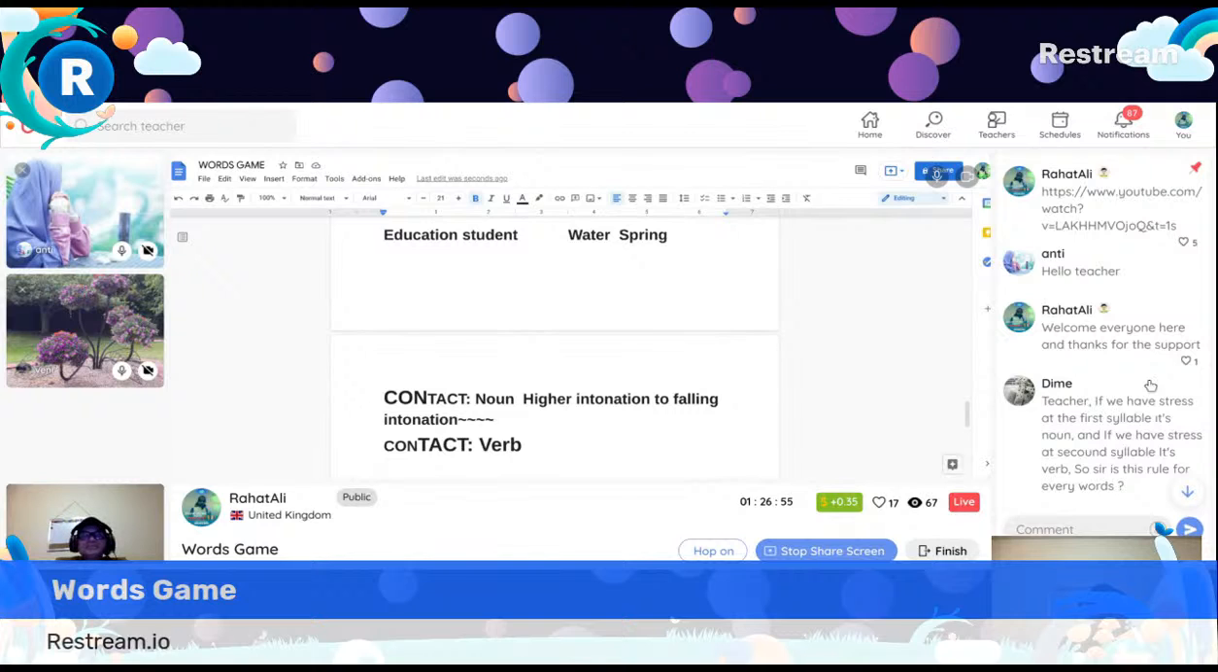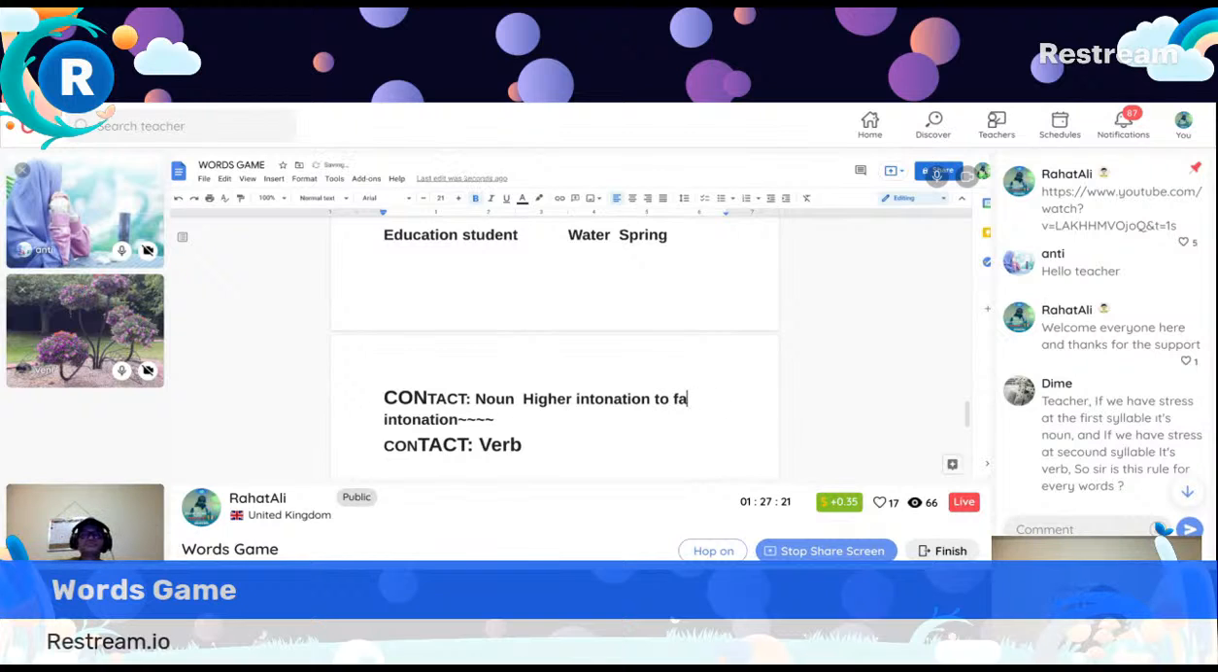Dime has a question. Let me answer it quickly. In English, there are thousands of words we use as both noun and verb. I've given one example, contact, for example. Yes, Dime. So we have to stress the first syllable of the noun contact. It is higher intonation to lower intonation, higher to lower, not falling.